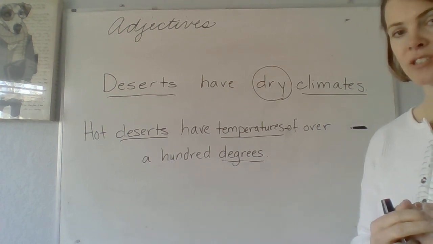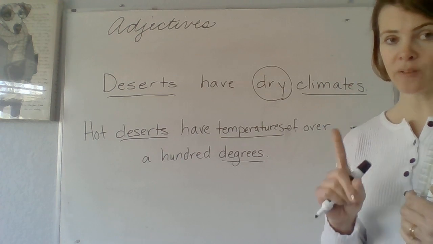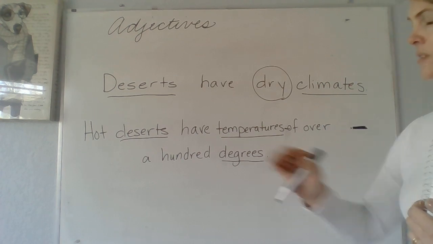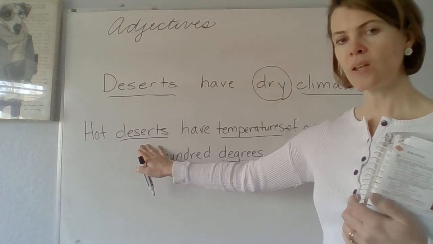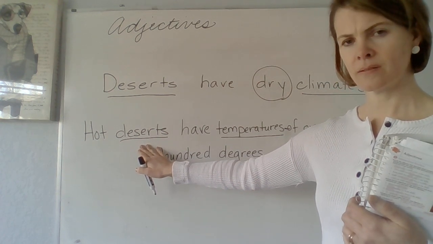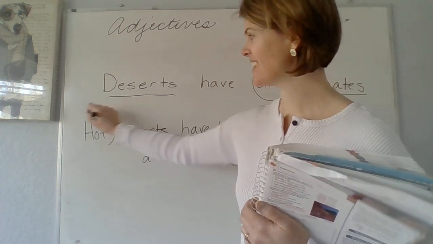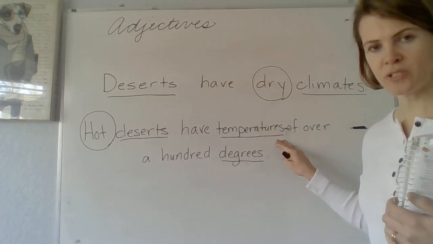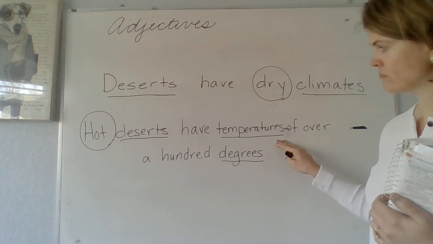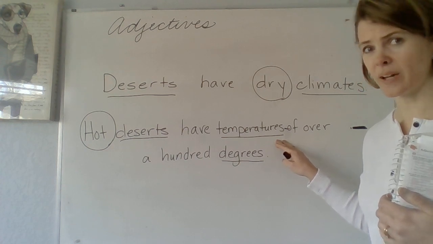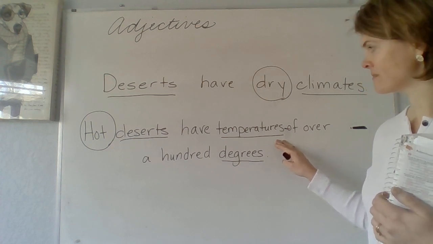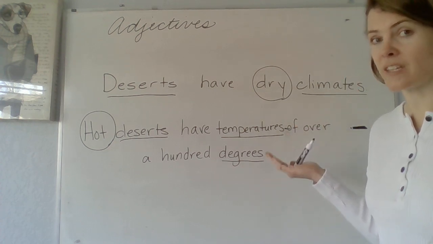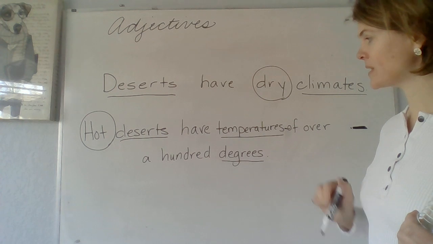Now let's find our adjectives. Remember, we have to find the noun first and then ask the questions to find the adjective. So let's go to deserts. What kind of deserts? Hot. There's our adjective. Let's go to temperatures. What kind of temperatures? Is there a word in there that describes the temperatures? No, they just have temperatures. It didn't tell us much more than just temperatures. So that one doesn't have one.